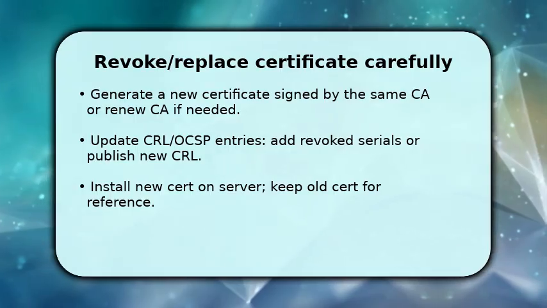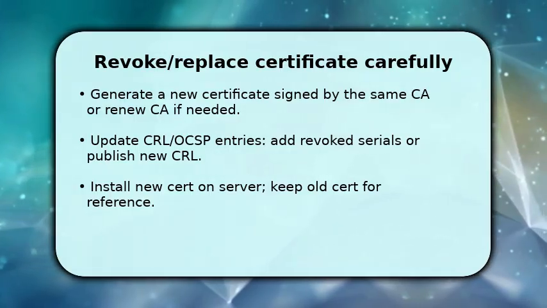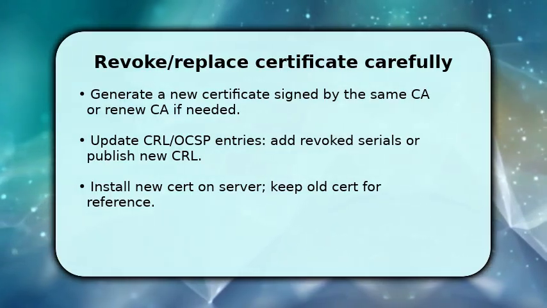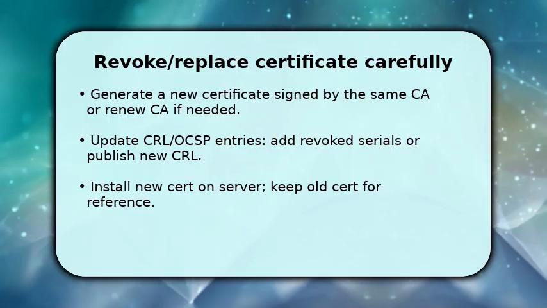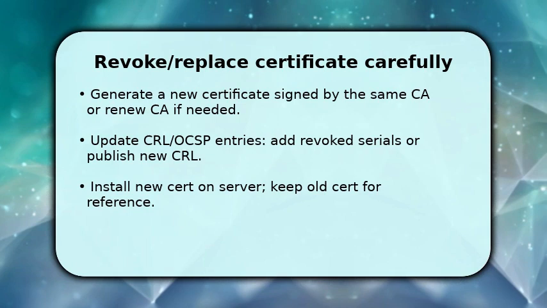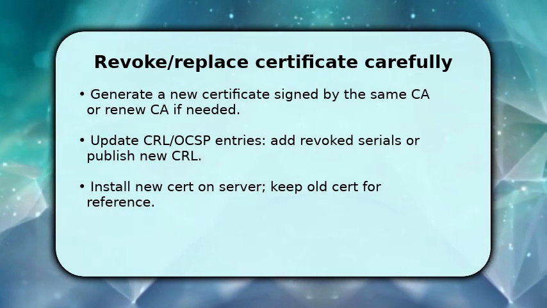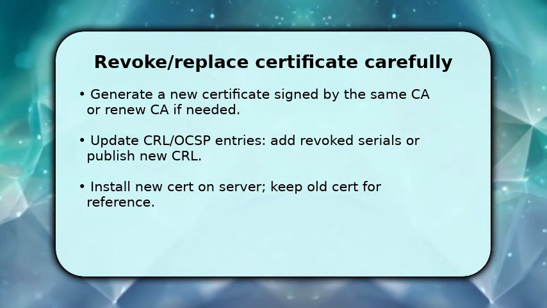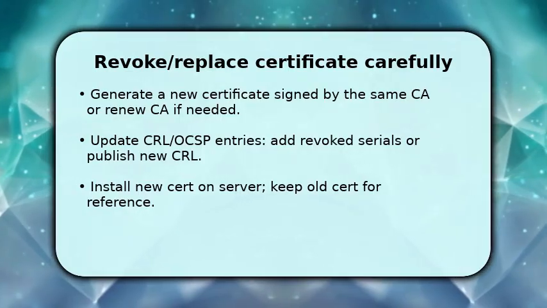Restart CRL distribution, HTTP/LDAP, and set correct caching headers so clients fetch updates. Install the new server certificate and chain, ensuring private keys are secure. Once installed, restart the VPN service to apply the certificate swap.